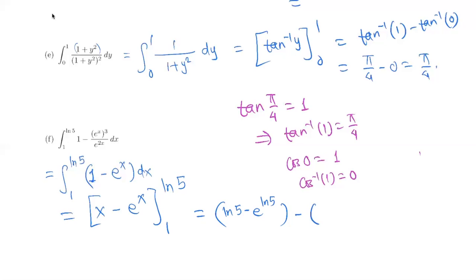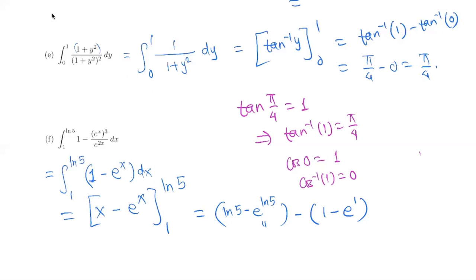You may leave it here, but we can simplify. As you can see, what is e raised to ln 5? You can enter it in your calculator, by the way. It's just a 5, because e and natural log, when they are adjacent to each other, their actions cancel because they are inverse functions to each other. So this is 5. So the final answer is ln 5 minus 5.